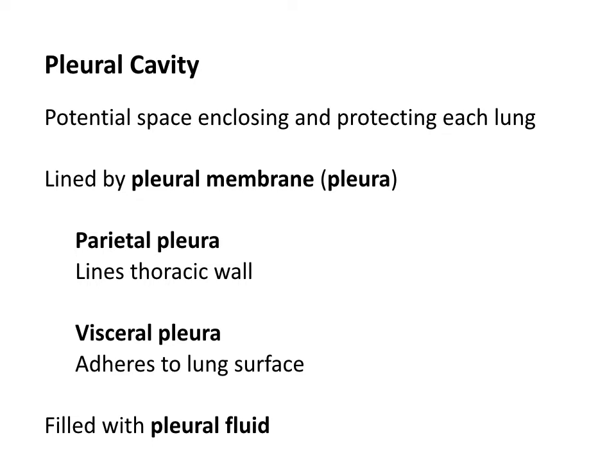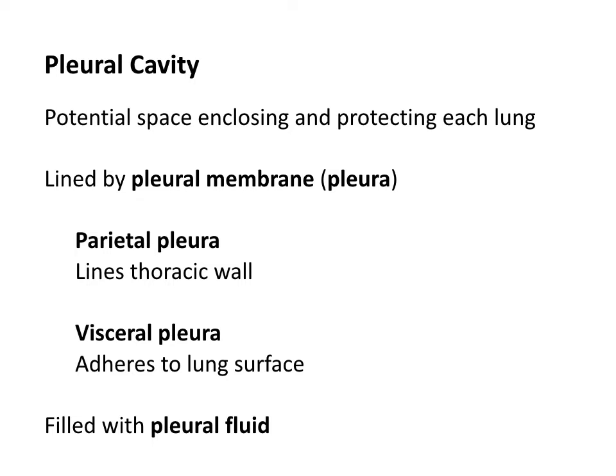Now, surrounding each lung is a pleural cavity. The pleural cavity is described as a potential space. So that means it's not a space if you actually look in someone's healthy thoracic cavity, but you have the potential to form a space. And this potential space encloses and protects each lung. So that means in a human body, you have two pleural cavities, one around the right lung, one around the left lung.